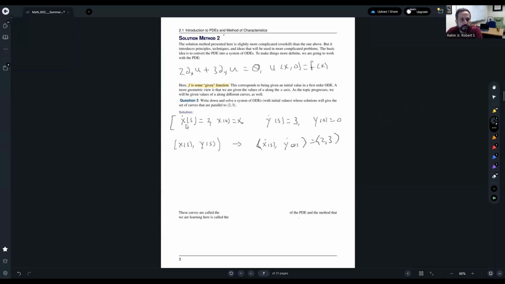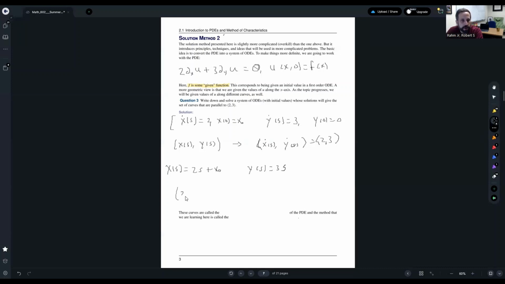Okay, so now I have this system of equations: x prime is equal to 2, y prime is equal to 3, or x dot is equal to 2, y dot is equal to 3. Now I want to solve it. But this actually isn't such a difficult system because it's decoupled. The x doesn't depend on y, the y doesn't depend on x, so I can just look at each one individually. If x dot is equal to 2, this means x of s is equal to 2s plus x naught, and y of s is just equal to 3s.